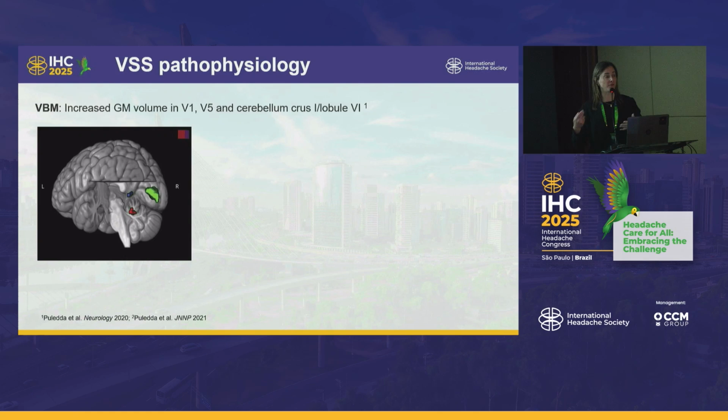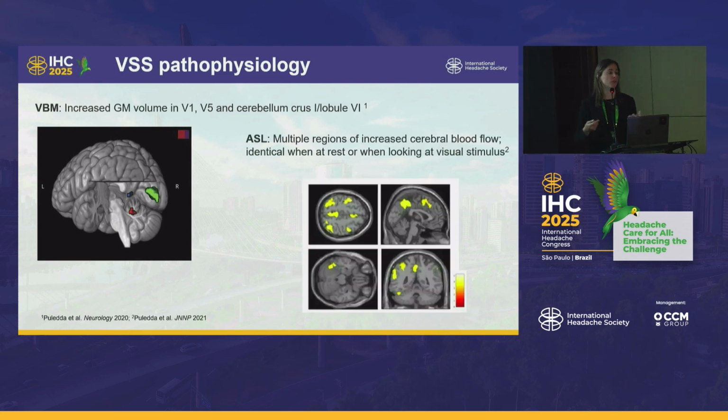We looked at structure and function of the brain, and we found that there were changes in the structure, for example, with increased gray matter volume in the primary and associative visual cortex, area V1, area V5, but that actually extended beyond the visual system as well, and even included areas like the cerebellum and the attentional networks.